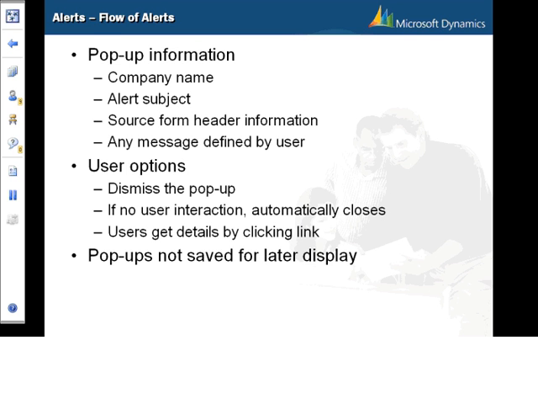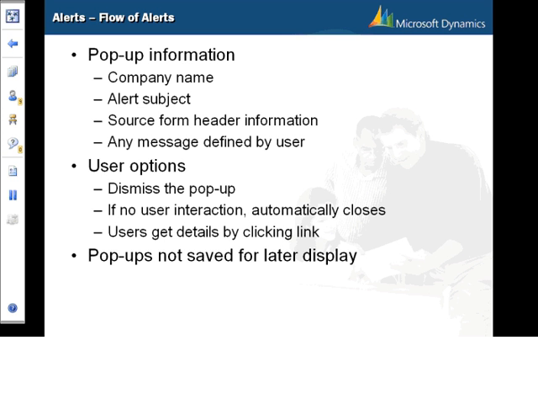The pop-up contains information about the company name, if more than one company is registered in Microsoft Dynamics AX, the alert subject as defined in the Create Alert Rule form, the form header information from the form where the alert is generated, and any message defined by the user. Users have the following options with regards to the pop-up.